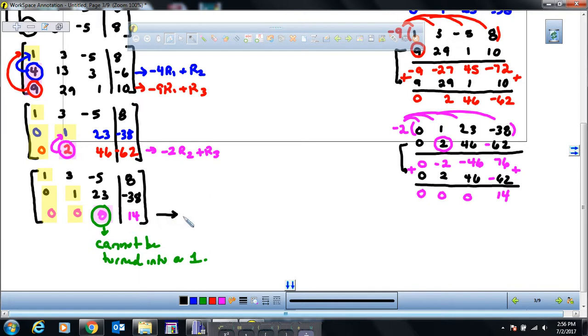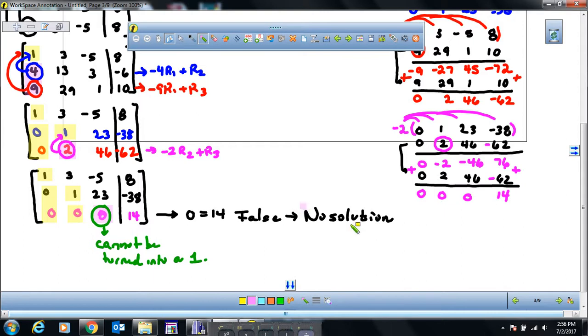All we have to check is if this equation is a true statement or a false statement. So if we rewrite this equation, this means 0 equals 14, which in this case, 0 is not equal to 14, so that's a false statement. So since this is false, that tells us that this system has no solution. Or you can say that this system is inconsistent. That's the same thing as saying no solution.